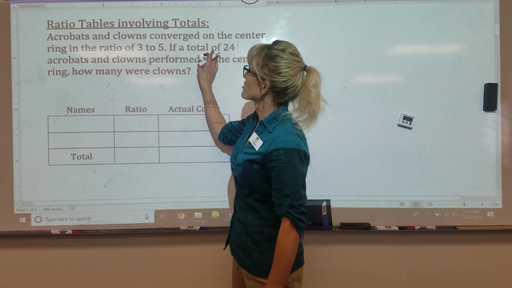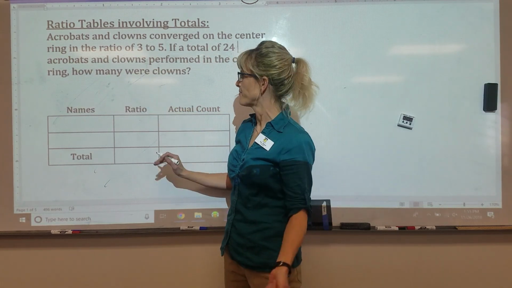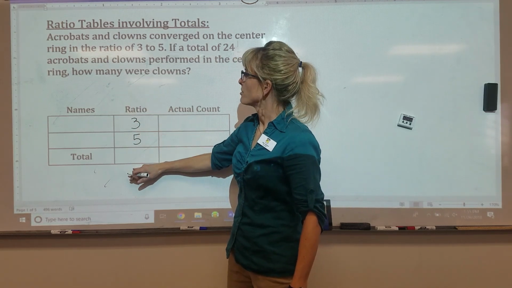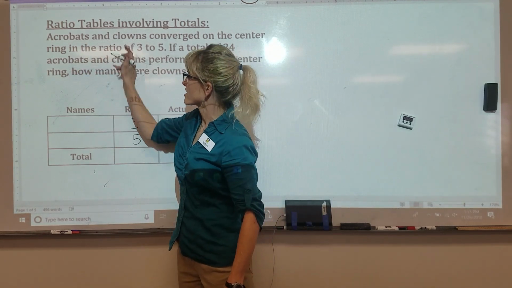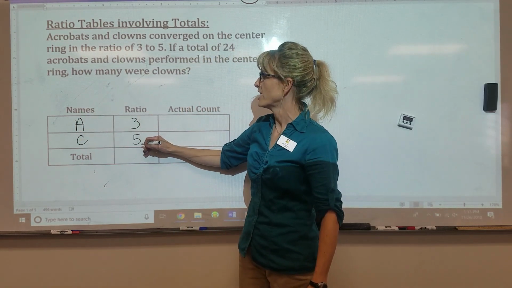Acrobats and clowns converged on the center, in the ratio of 3 to 5. What was the ratio? 3 to 5. So the ratio goes down the ratio column in the order that it gave you: acrobats, clowns. So be careful. Make sure you write it in the same order. Acrobats, clowns, 3 to 5.